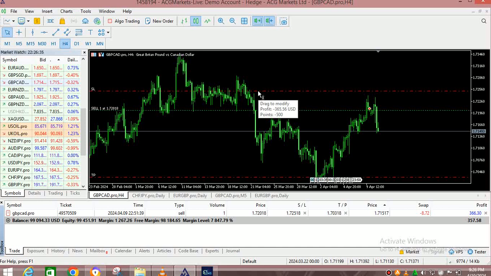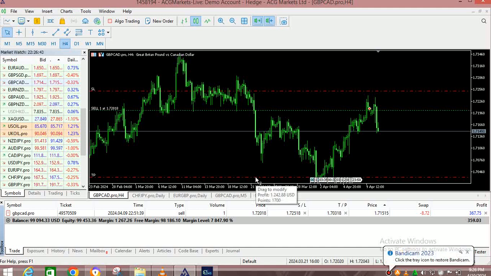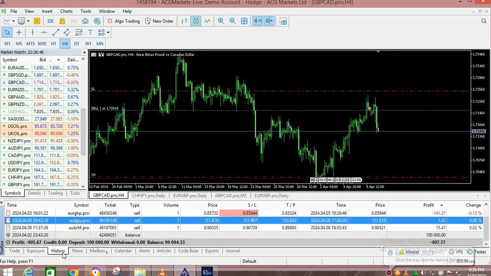As I was saying, your stop loss, you see your stop loss is here, guys. Stop loss is 365, ne? Take profits is 1,200.